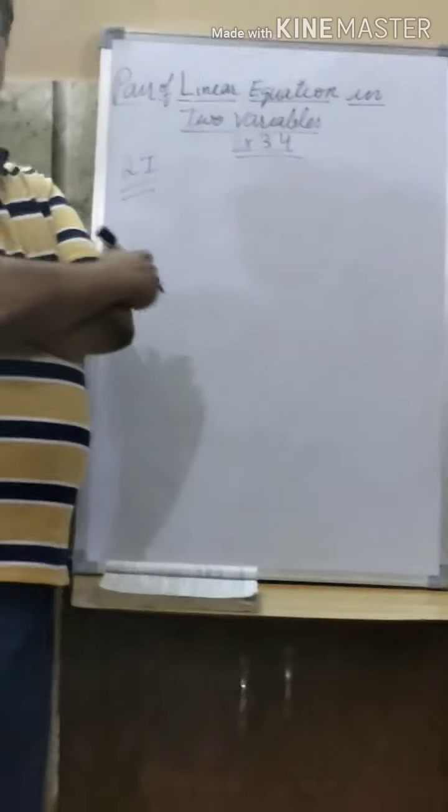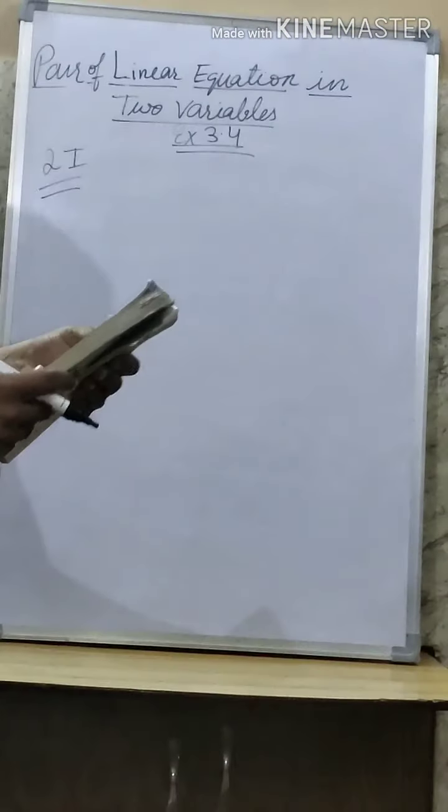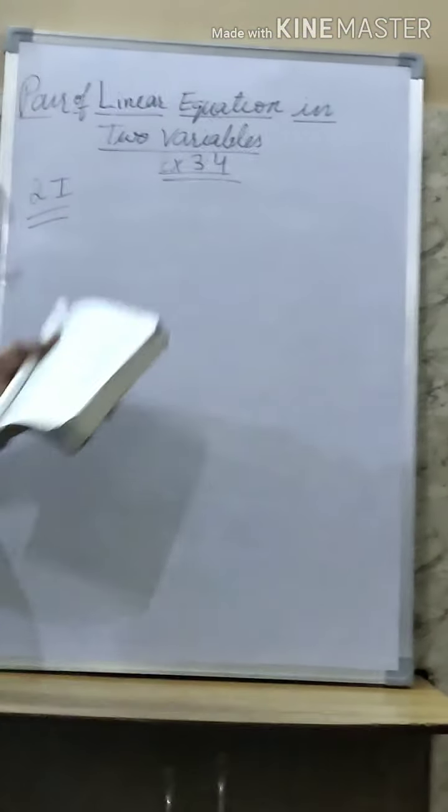So today we'll solve word problems. How will you solve a word problem? First you will make the equations, and then solve these two equations by the elimination method. There will be no problem. So one question I'm taking: second question, first part of exercise 3.4.